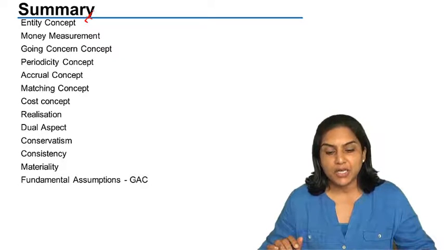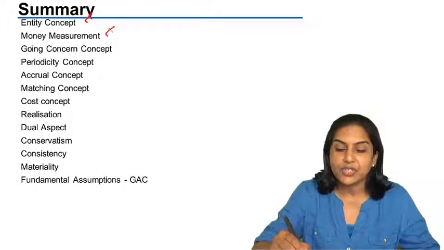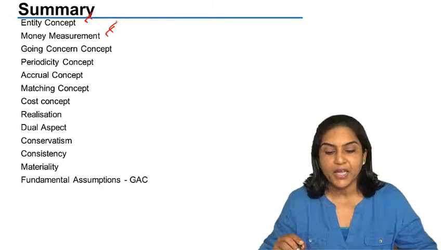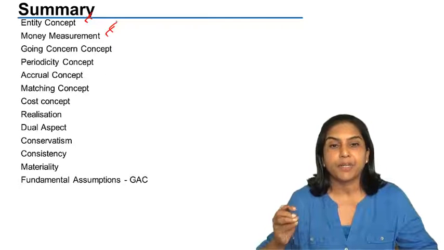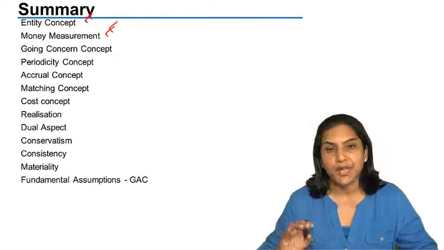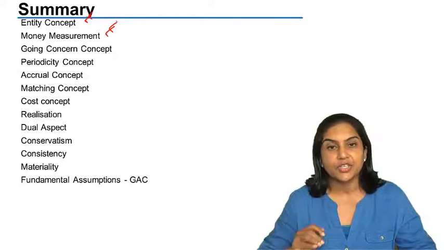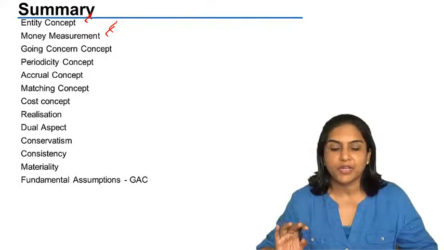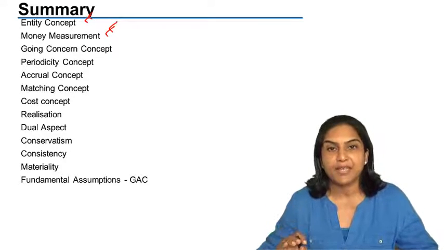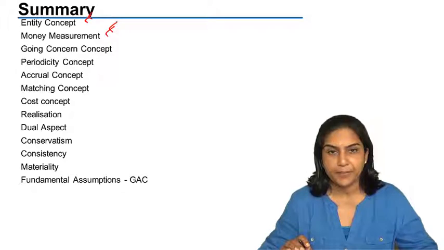Money measurement concept. Only transactions which can be measured in terms of money would be considered. And the unit of measurement is the currency of the country in which the accounts are kept. Any other transaction, however important, however crucial to the survival of the organization, may not find place in the accounting records if it cannot be measured in terms of money.